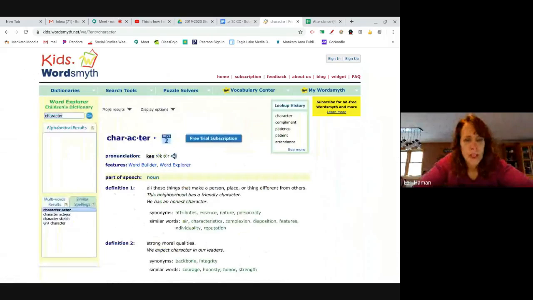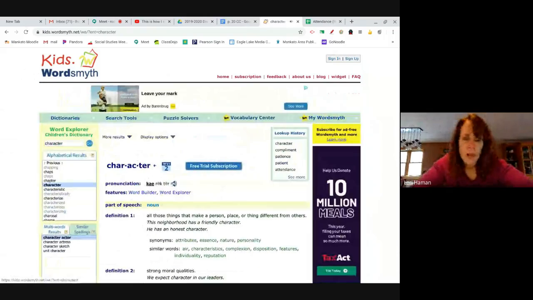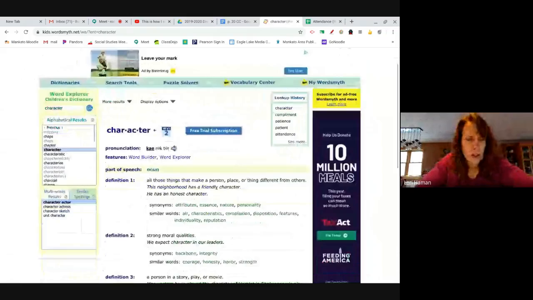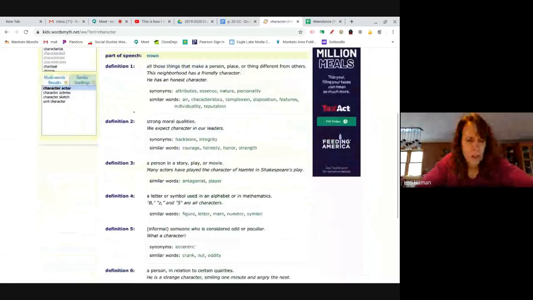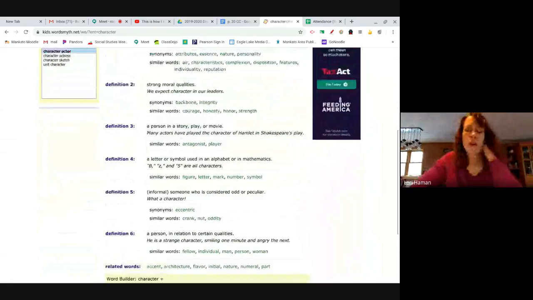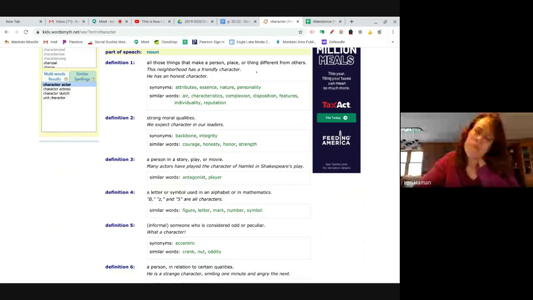And what we have in this thing is a helpful sound helper. That's the word character, right? And if I look at how dictionaries are, look at all the definitions. There's 6 different meanings of the word character. So lots of times our first definition is the most common one, but this says all those things that make a person, place, or thing different from others. Doesn't seem to be talking about stories.